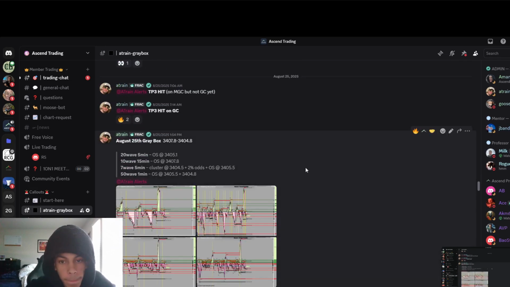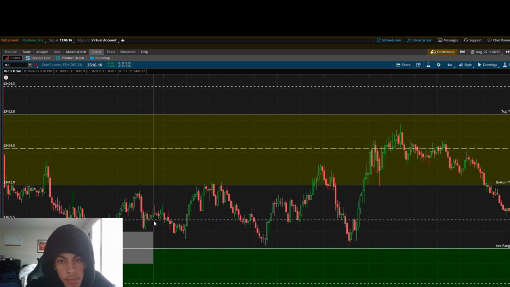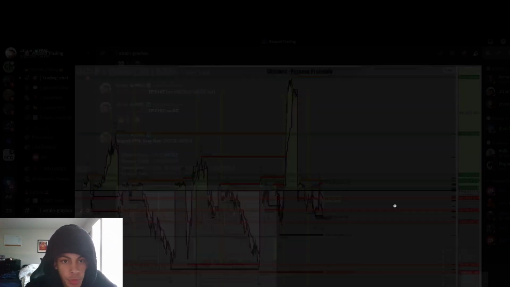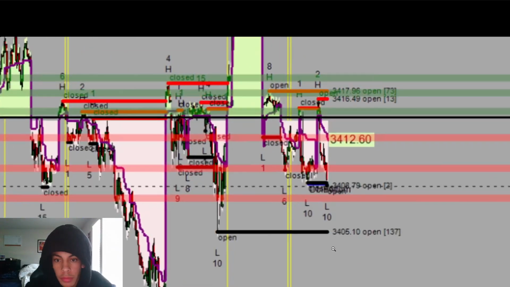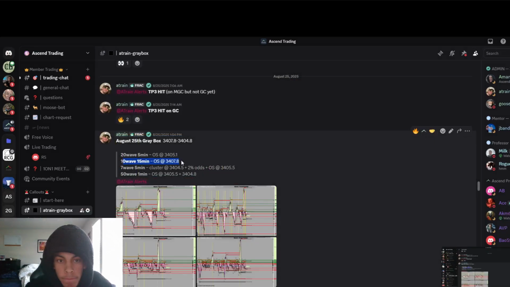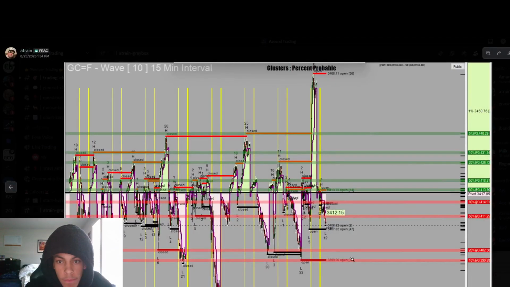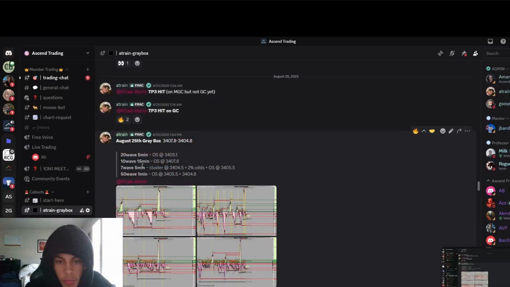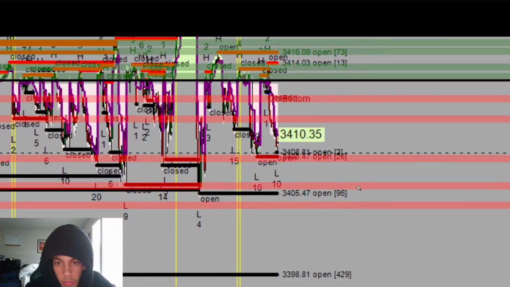But as you can see, we were only risking 2.5 points on this. And the reason we charted out this gray zone right here was because one, on the 20-wave 5 minute, you had an open state at 405.1. So that was this open state right here. Then on the 10-wave 15 minute, you had 407.8. So that was this open state right here. And then 7-wave 5 minute, you had a cluster at 404.5 plus the 2% odds plus an open state at 405.5. So that was everything you see right here.